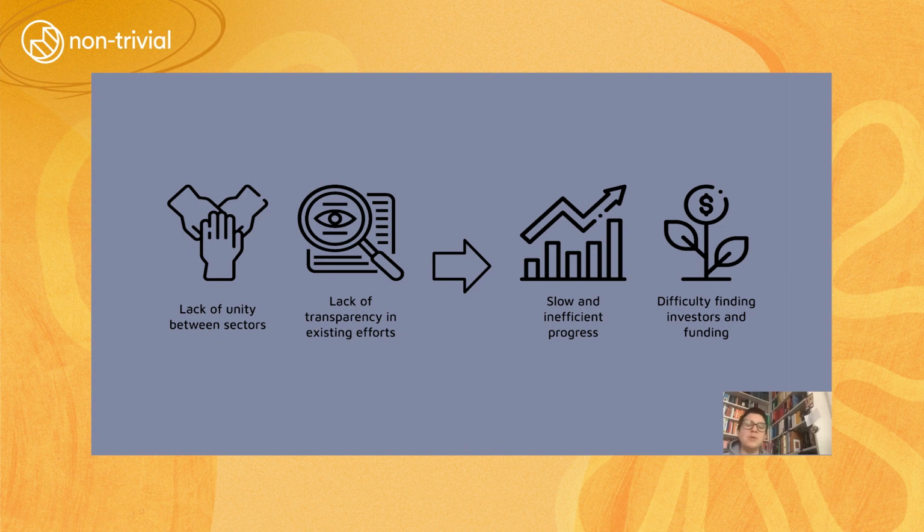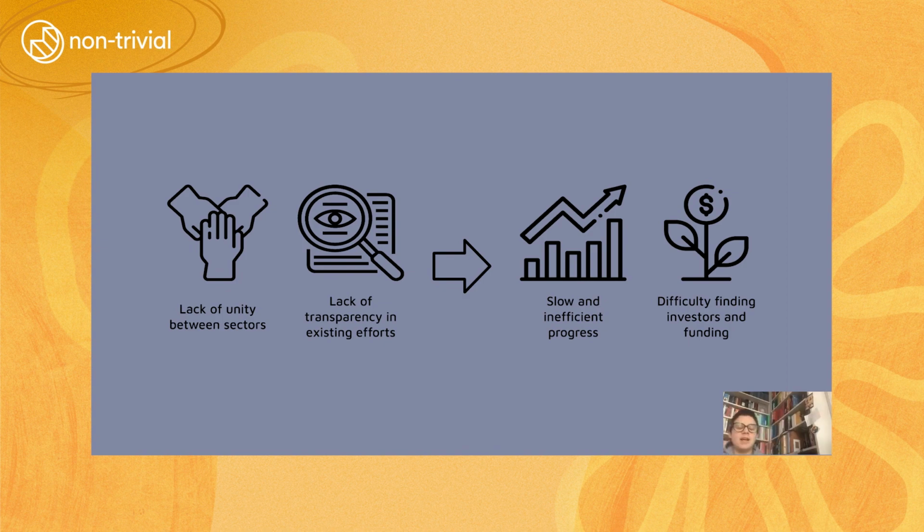It's really difficult, which is what I definitely noticed in my research, to get an overview of what the current standpoint is and what effective things have been implemented so far and what's not worked so well could be done differently in the future. And this leads to slow and inefficient progress in general, and also difficulty finding investors and funding, which then in turn leads to slow and ineffective progress. And then you end up in a big circle.